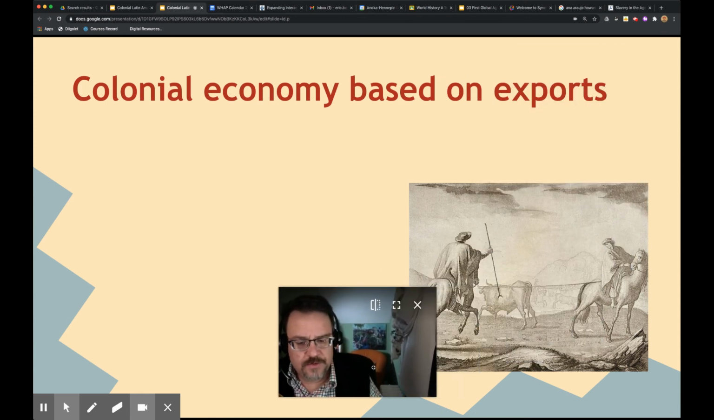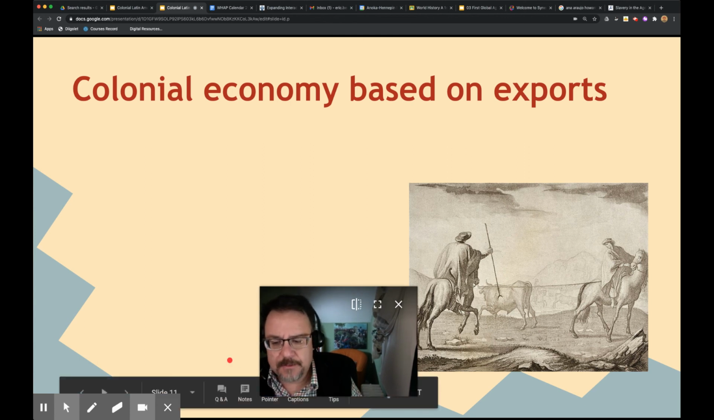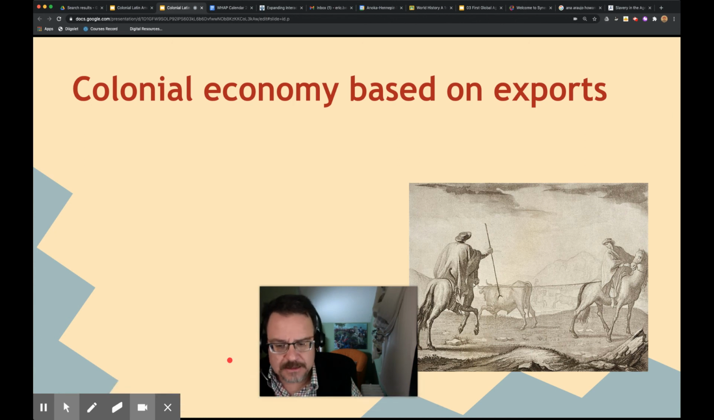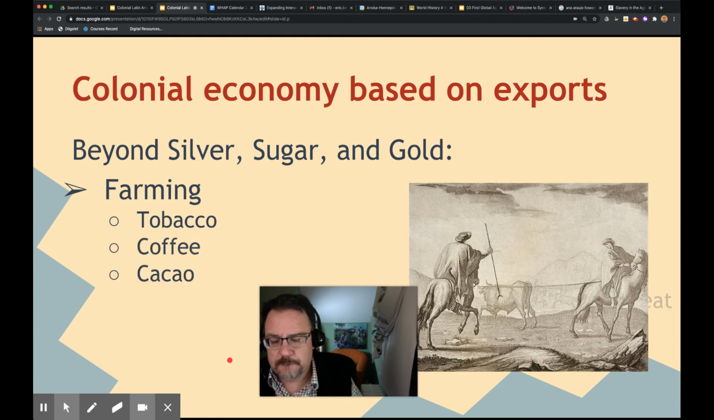One other thing to say here is that the colonial economy, as we have it, is going to be based on exports. That means these places were set up to produce a limited number of things that would be exported somewhere else. And then they would import anything else they needed. So they weren't self-sufficient. Okay. And so there are other things that are going to be exported.